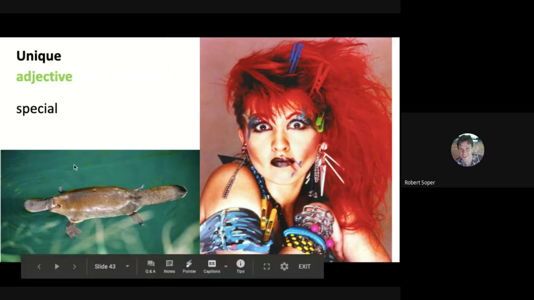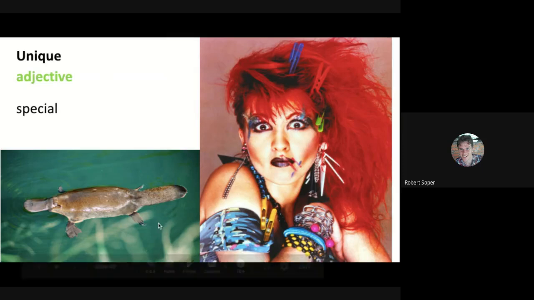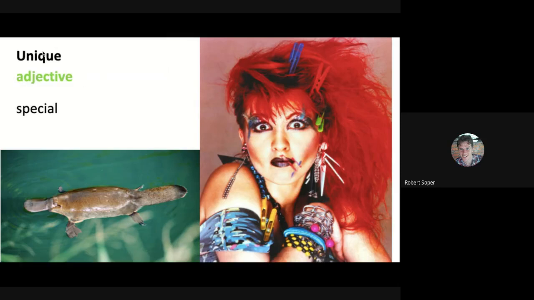And it's baffled a lot of people. A lot of people struggle to put this animal in a category. Like, what type of animal is it? Is it a bird? Is it a mammal? Is it a fish? A lot of people struggled to put this animal in a category because it is so unique.